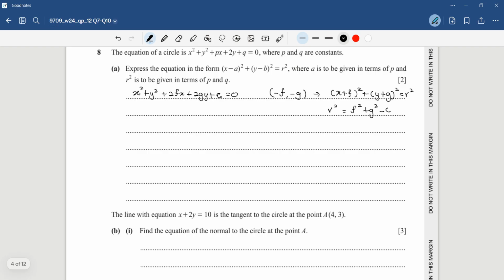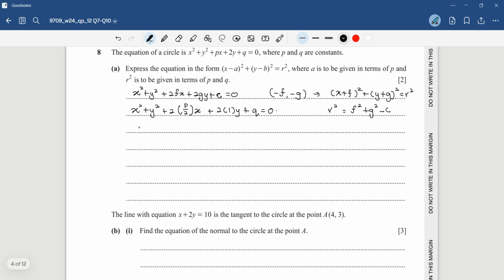So from here we can know that my p, if I want to convert this into this form, is going to be x square plus y square plus 2p over 2 x plus 2 1 y plus q equivalent to 0.